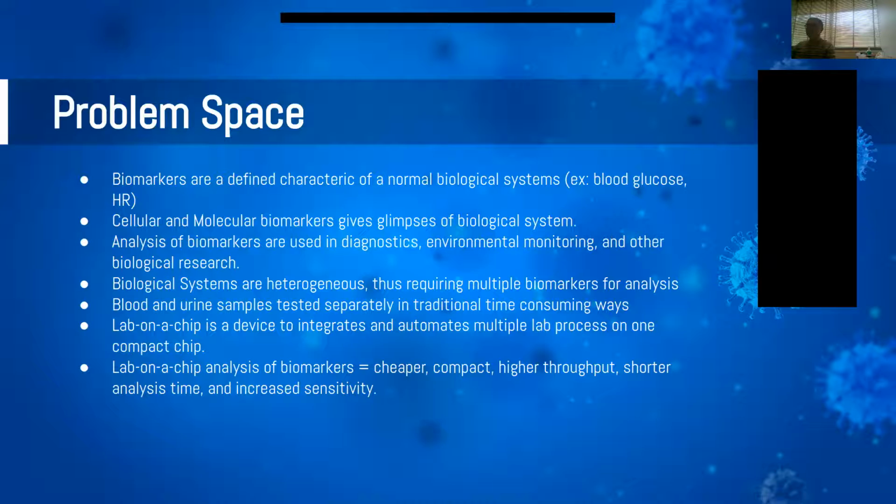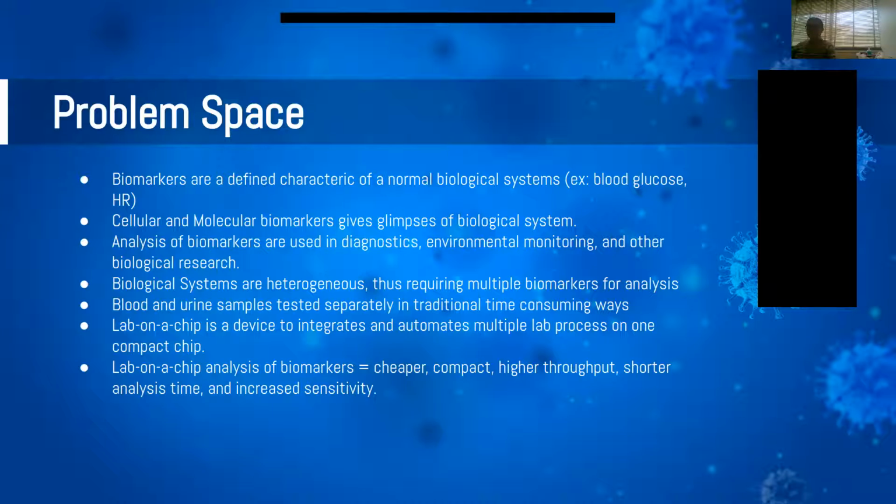But the problem with looking at biomarkers to describe biological systems is these systems are heterogeneous. So there are multiple biomarkers for analysis. Just for cancer, for example, there are so many different biomarkers you can look at. And traditionally, the way testing is done is a patient has a blood or urine sample, it's given to an independent lab, they do their testing, and then they send it back with information.